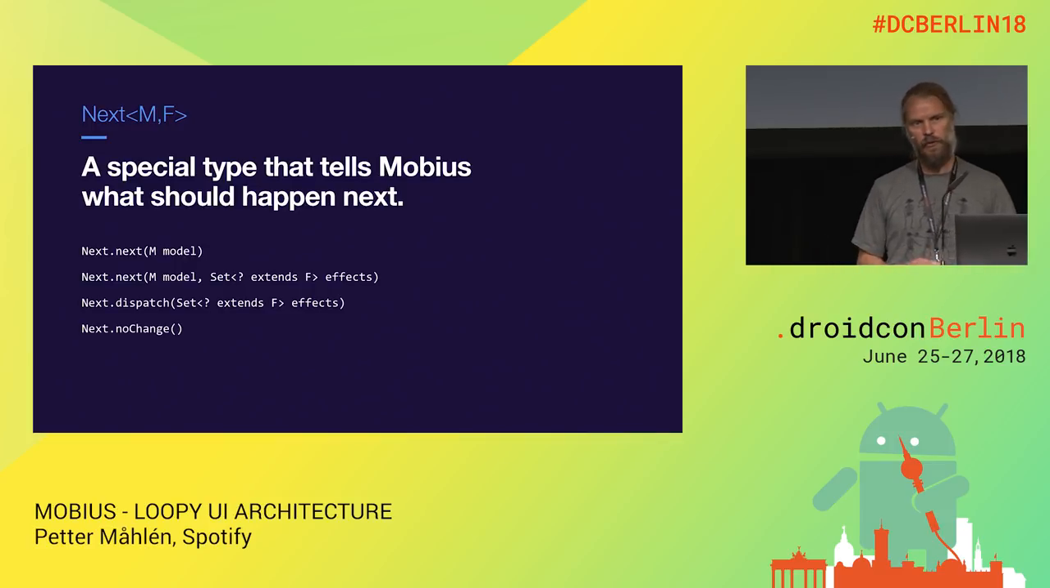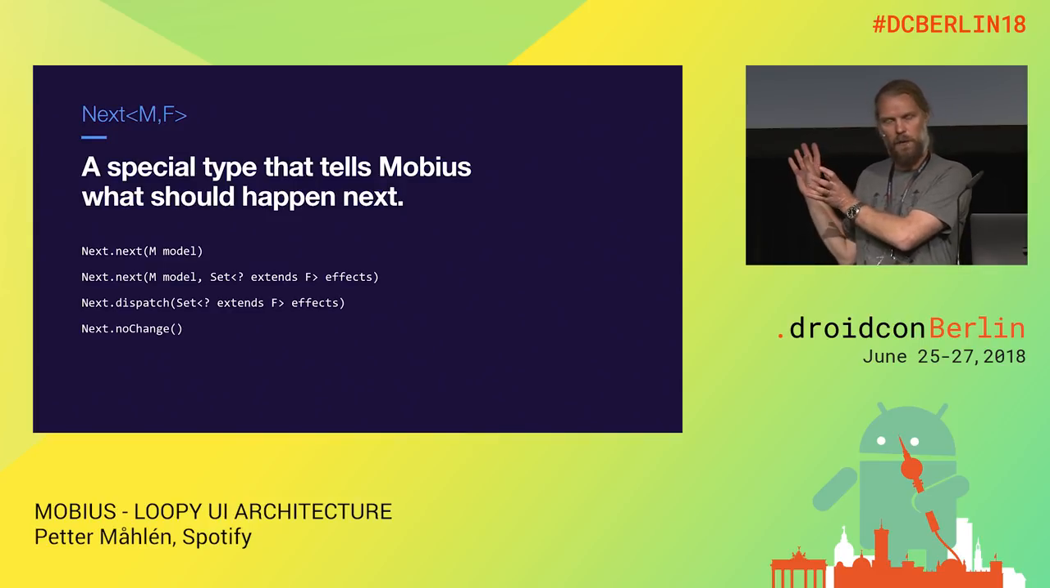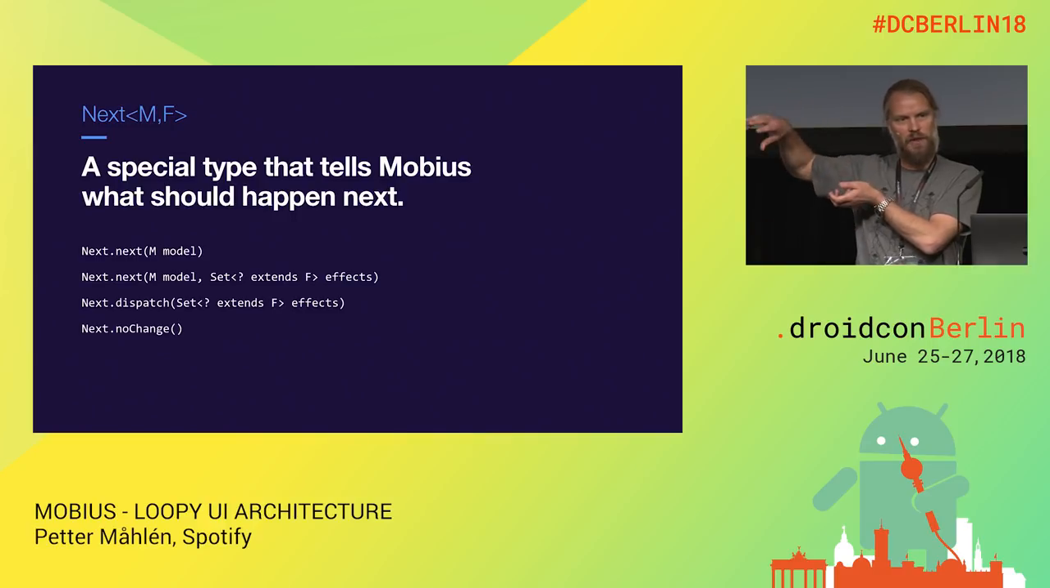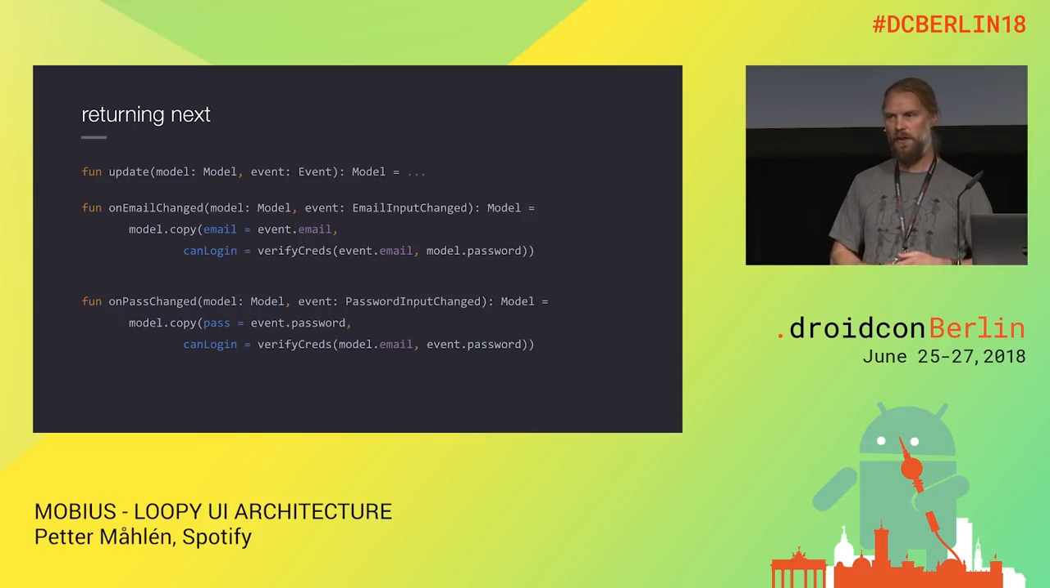And the way that we return two things is through this type that we call Next. So it's what should happen next after this event happened. And there are four factory methods for the Next type. One of them is next update the model. The next one is next update the model and send these effects. Another one is there's not going to be any changes to the model, but I want to send these effects. And finally, no change. This event happened in a state where it's not relevant. I'm just going to discard it.